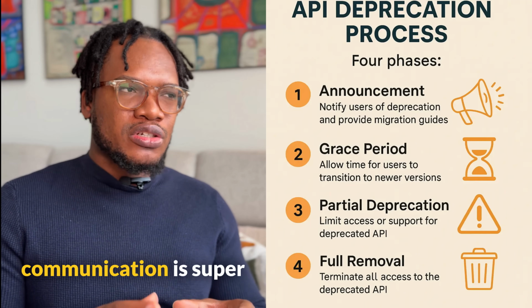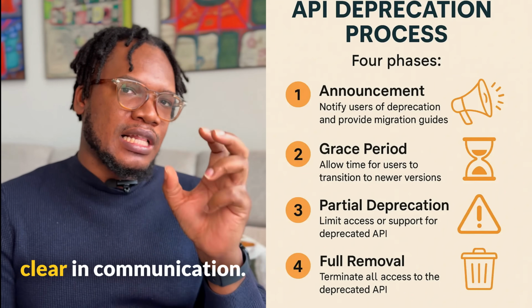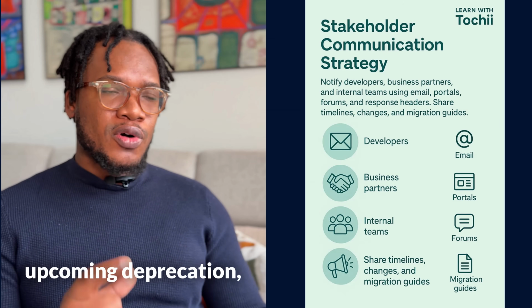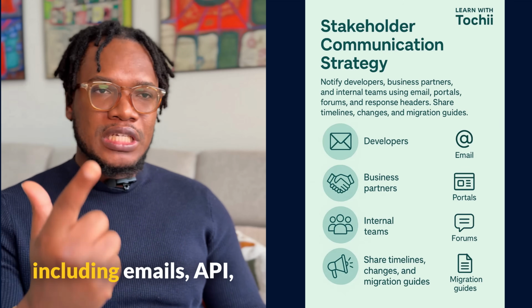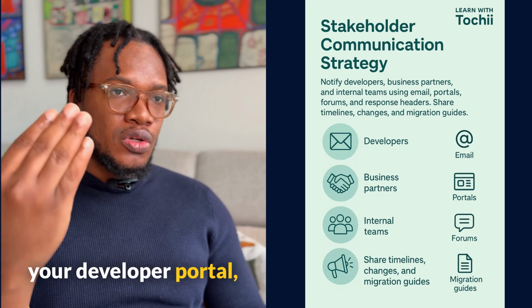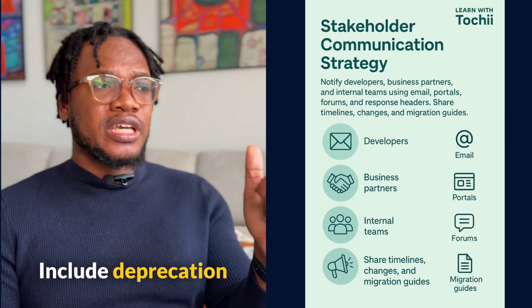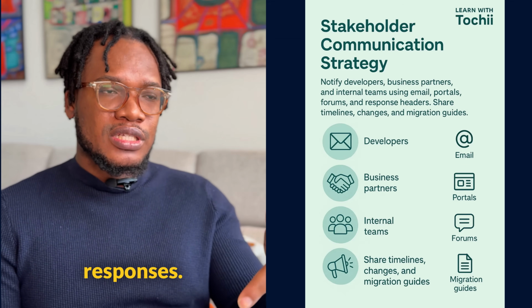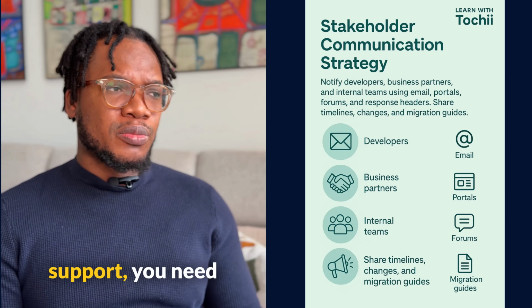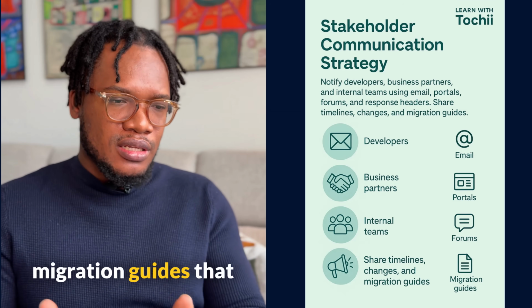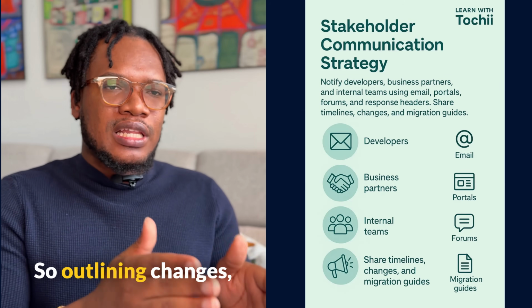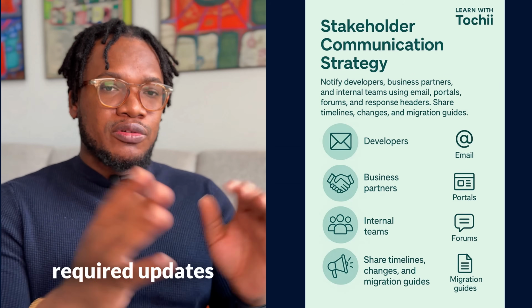But stakeholder communication is super important. Firstly, be clear in communication. So you want to use multiple channels to inform your users of upcoming deprecations, including emails, API response headers, your developer portal documentation. Include deprecation notices in API responses. So, for example, offer migration support. By offering migration support, you need to create detailed migration guides that simply enable the users to switch to newer versions of the API, outlining changes, new features, and required updates.